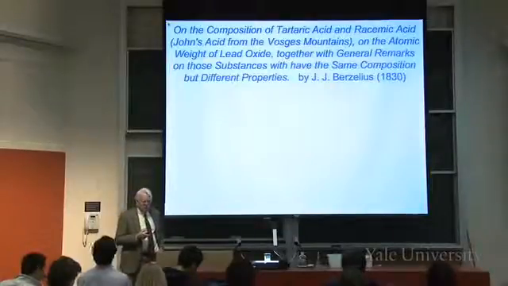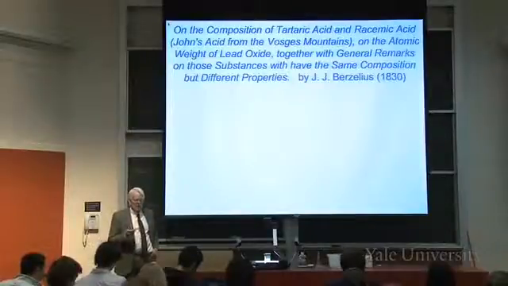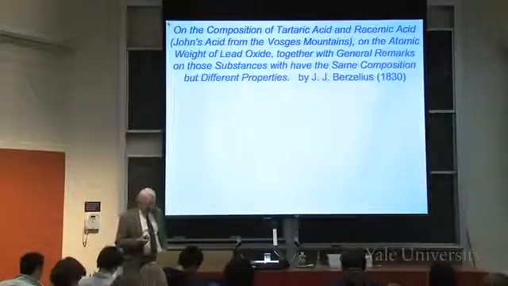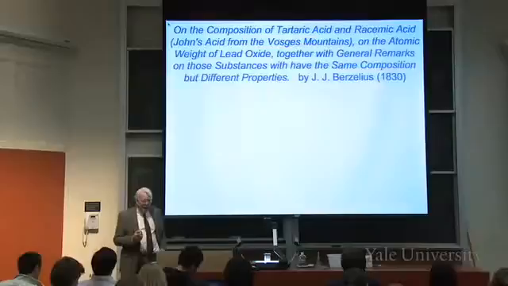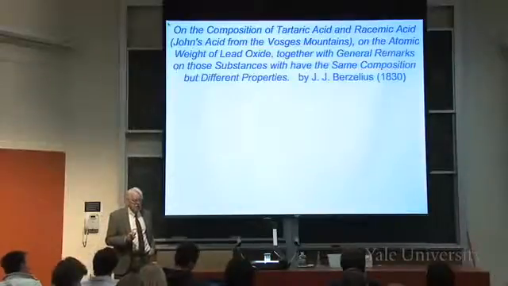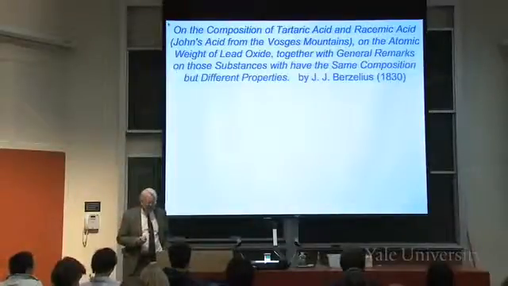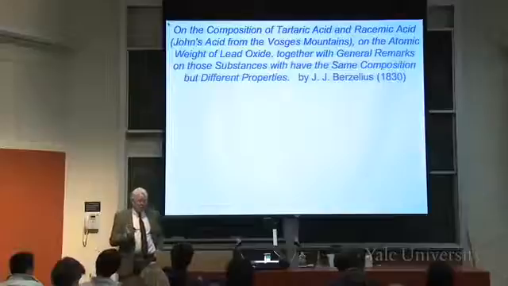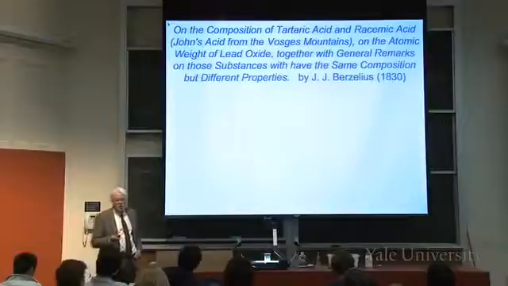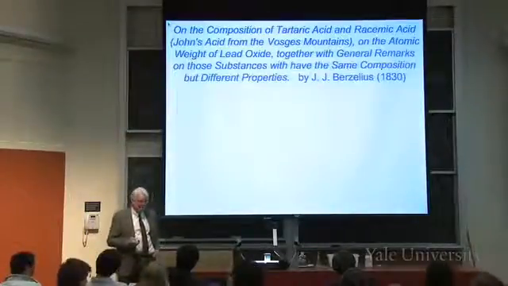Now, Berzelius wrote a paper just 2 years later in 1830 on the composition of tartaric acid. Remember, we spoke before about how pervasive tartaric acid is in the 19th century in the development of organic chemistry, and racemic acid, also called John's acid from the Vosges. "On the atomic weight of lead oxide, together with general remarks on the substances that have the same composition but different properties." So he found that tartaric acid and this John's acid from the Vosges, also called racemic acid, had exactly the same analysis, their salts did, right?